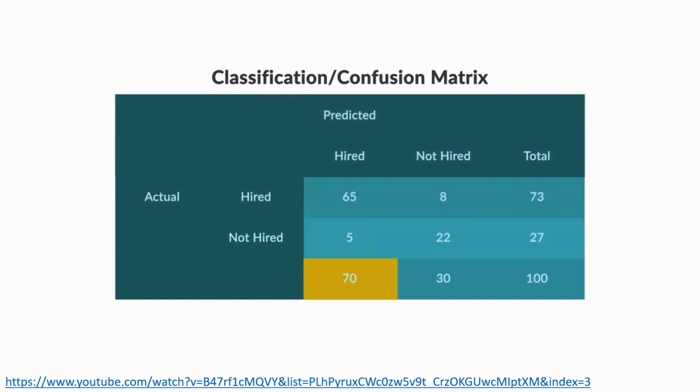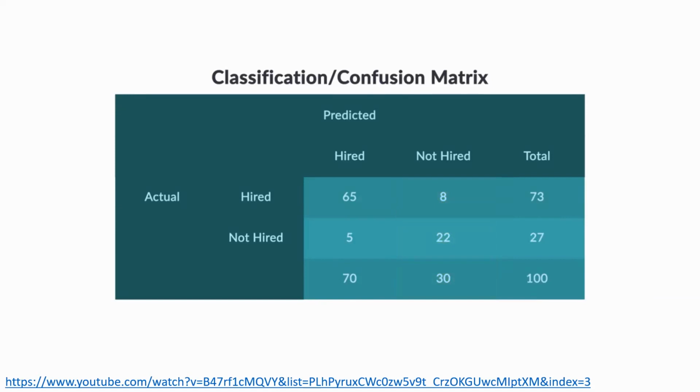This tells us that we predicted a total of 70 students would be hired, of whom 65 students were actually hired, and 5 were erroneously classified as not hired. This tells us that we predicted a total of 30 students would be not hired, of whom 22 were actually not hired, and 8 were erroneously classified as hired.